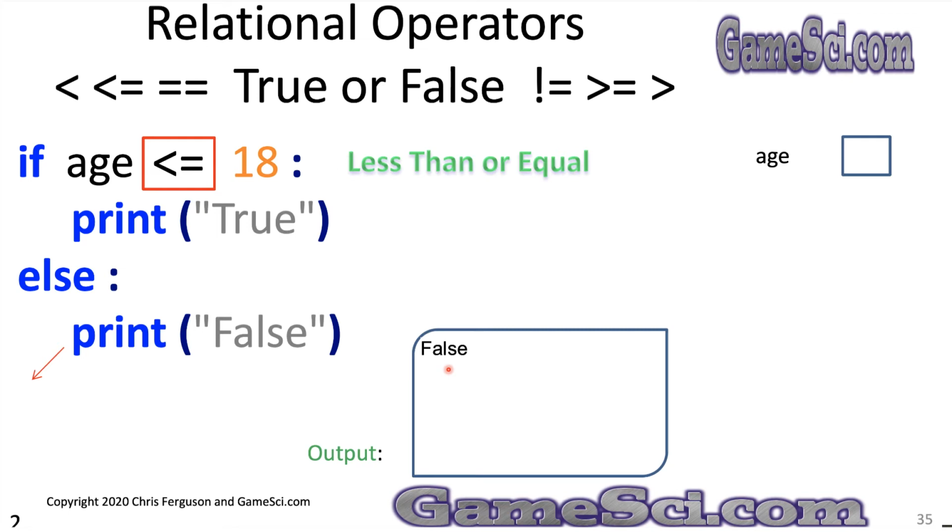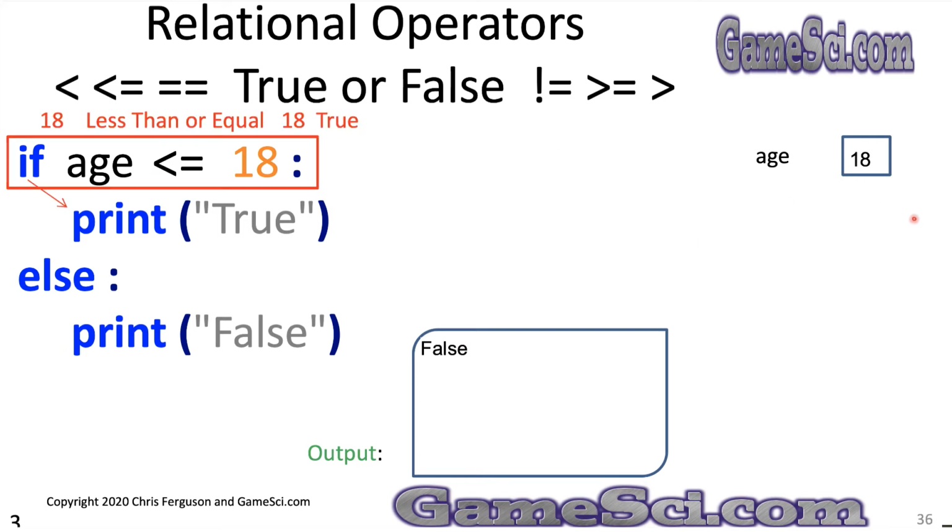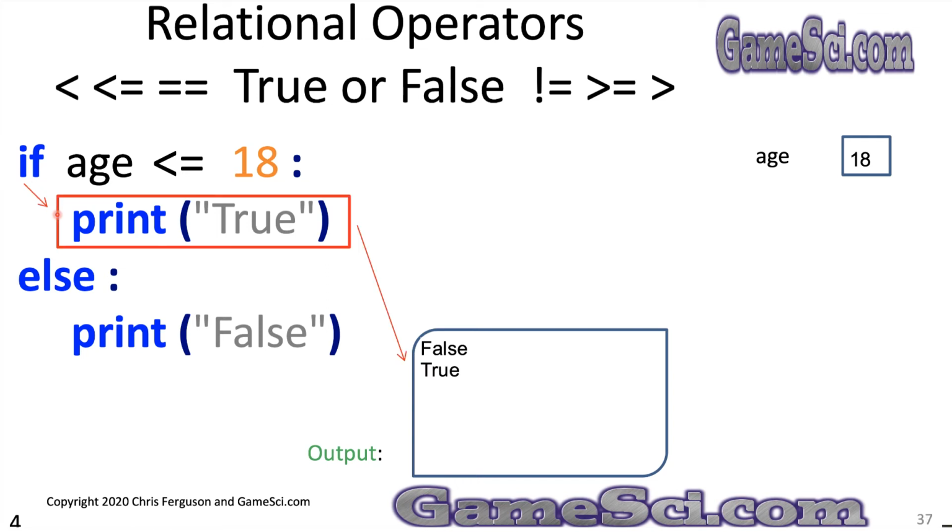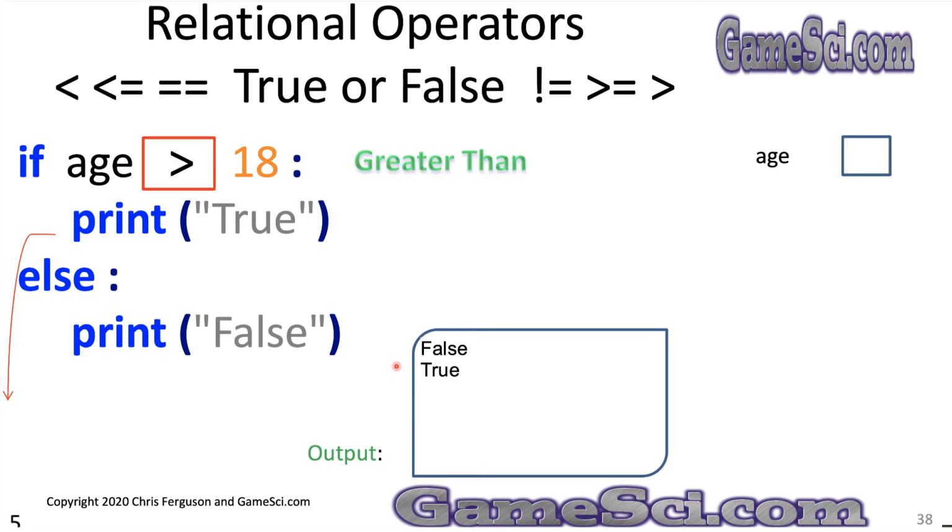Let's look now at the less than or equal to operator. This is a relational operator. We'll update our age variable with the value 18. So age less than or equal to 18 evaluates as 18 less than or equal to 18. And that is a true statement. It's very much true. And when the if condition is true, what do we do? We execute the code in the if block. That's what this arrow is showing us. The true statement above indicates we'll execute the indented code below the if. And we'll print true onto the output, and we're happy campers. Let's move on to the next relational operator.